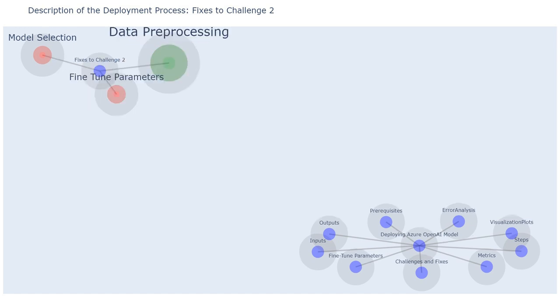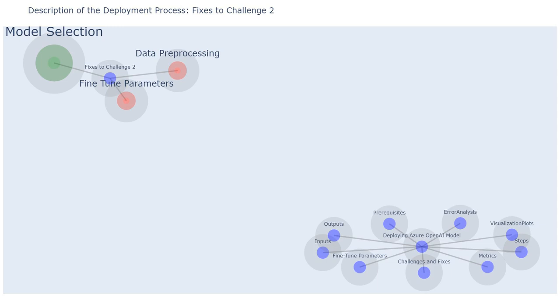Data preprocessing. This involves examining the data used for training and deployment, ensuring that it is properly formatted, cleaned, and preprocessed to minimize noise and improve the model's performance. Model selection. This involves considering alternative models or architectures that might be better suited for the specific task and dataset, potentially leading to improved performance and accuracy.